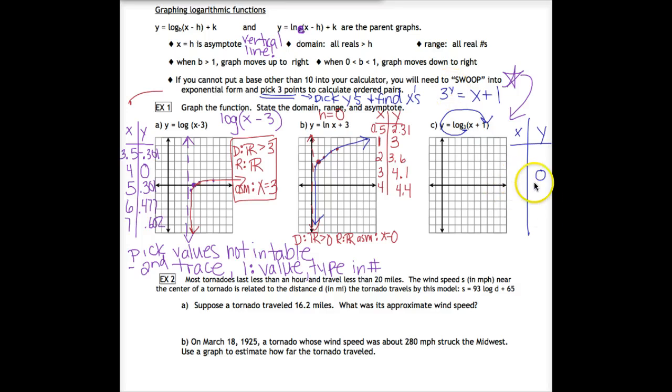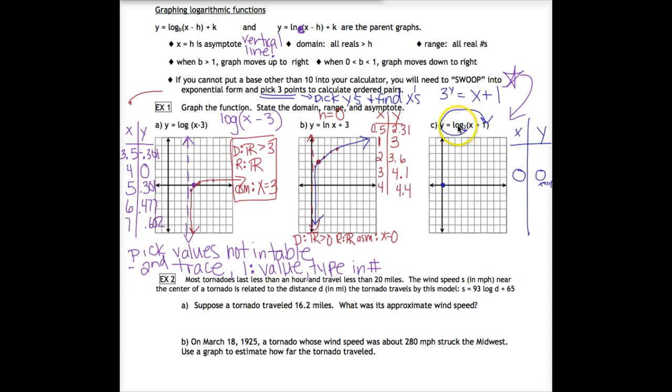So I write, and on these you're going to be required to show work, I write x plus 1 equals 1 as my work, and I didn't leave myself a lot of room here, but x plus 1 equals 1. And then I solve that for x. So subtract 1, x equals 0. So 0, 0 is a point on my graph.